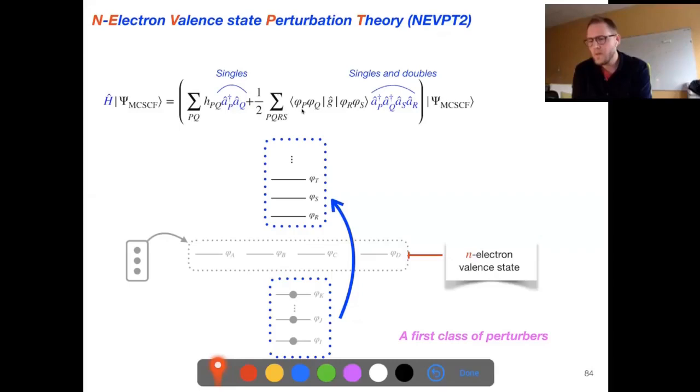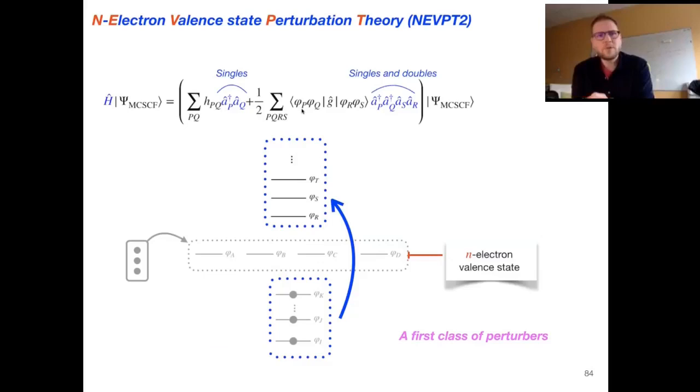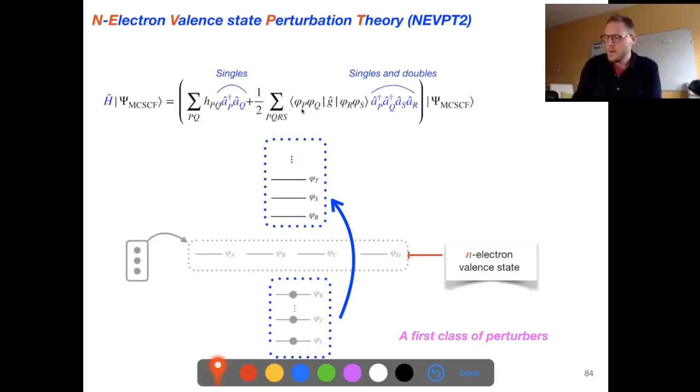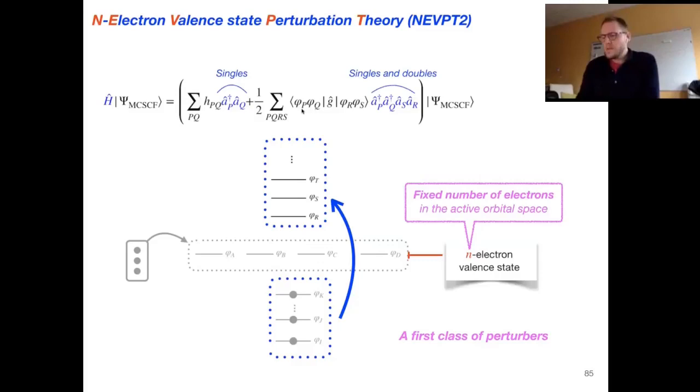Well, in this process, you see the number of electrons will not change. If I call it N here, okay? In the excitation that I'm describing here, this number of electrons will be fixed. So you have an N electron valence state and you do a perturbation theory on that basis. This is essentially the idea of this so-called N electron valence state perturbation theory, NEVPT2, okay? So that's one possible way of tackling things.